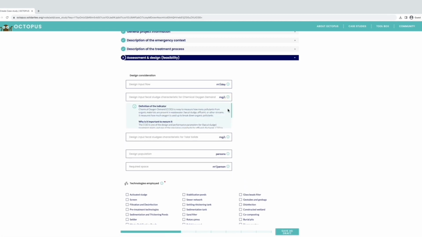Next, we are requested to enter the design input fecal sludge characteristic for chemical oxygen demand (COD), expressed in milligrams per liter. It is important to design effective treatment processes in order to comply with regulatory standards for effluent discharge.